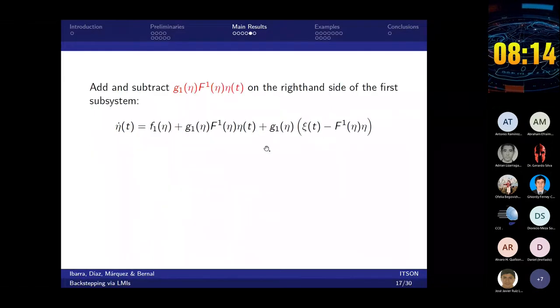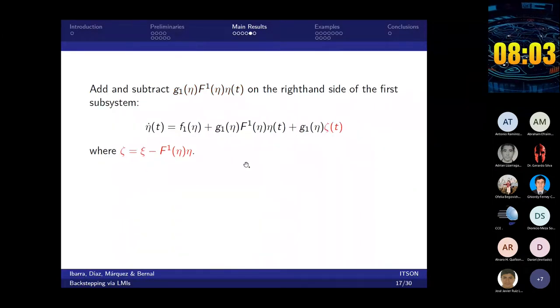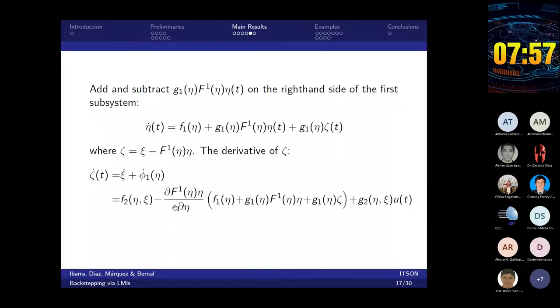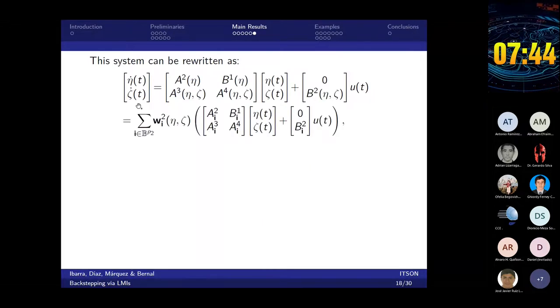Now, following the backstepping procedure, we can add and subtract this expression in the first subsystem. And if we define this change of variable, as we can see here, we can find the derivative of zeta, the one below here. And with this, we have an equivalent system. Once this is obtained, we can rewrite it as here. And we can build our convex model as the one shown here.